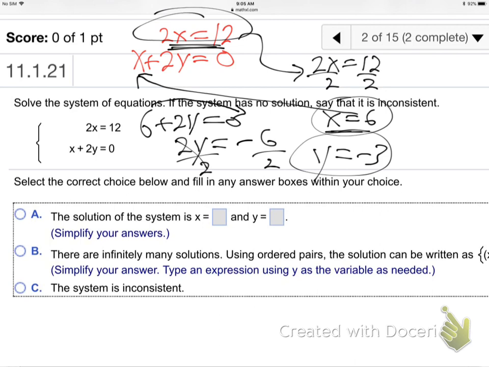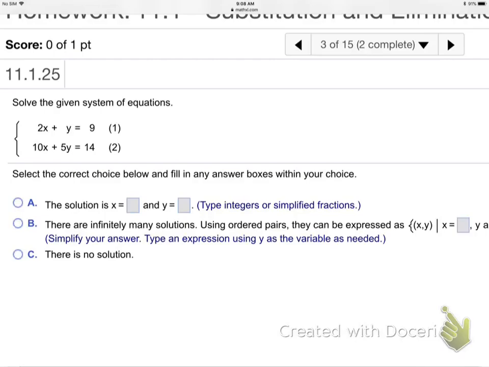I'm going to keep moving. Okay, so bring it up here. 2x plus y is 9. And 10x plus 5y is 14. All right, so I'll give you a second.